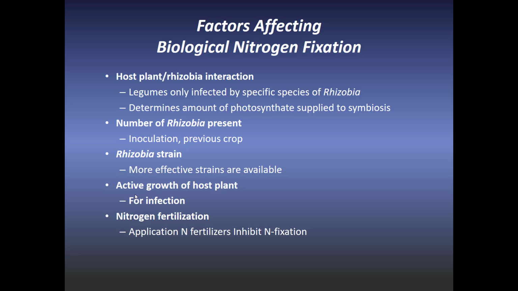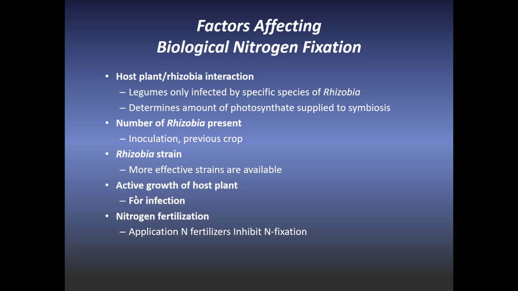There are several factors that affect how active this symbiosis reaction is. First of all, there's the interaction in the first place. The legumes are only infected by specific strains of rhizobia, and the plant itself determines how much photosynthate is supplied to the roots for that bacteria to use. The number of rhizobia present, that second bullet, is important. We alter that by inoculating seed when we plant it, and also if we've grown that crop in that field before, you will have inoculant present that way.